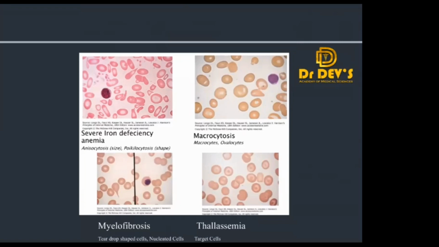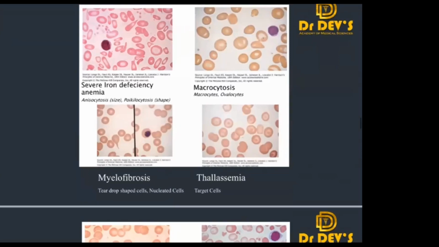These are the megaloblasts or macrocytes. This is the teardrop cell, which can be seen in myelofibrosis. This is the teardrop cell. This is a pencil cell. This is the nucleated RBCs. This is a microcytic hypochromic RBCs. These are macrocytes.